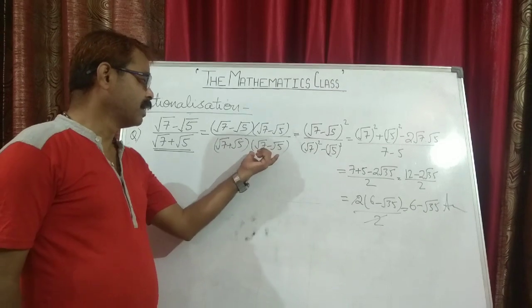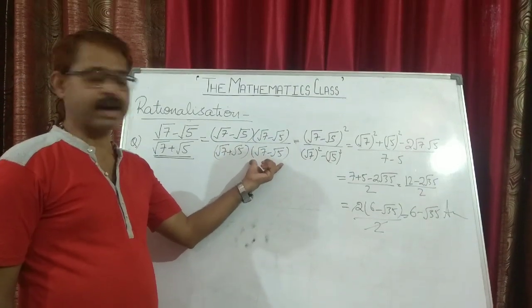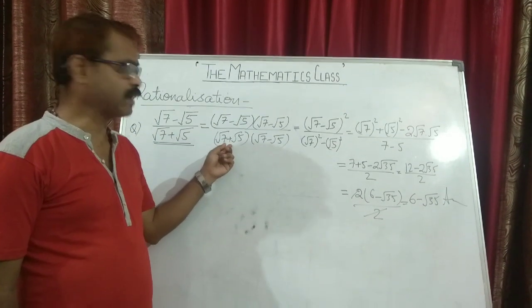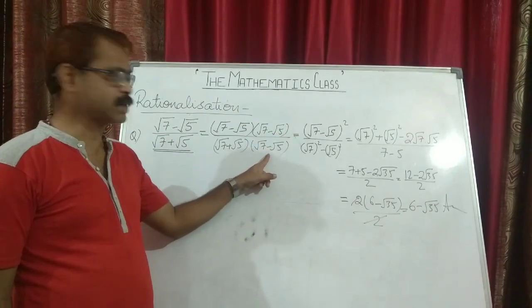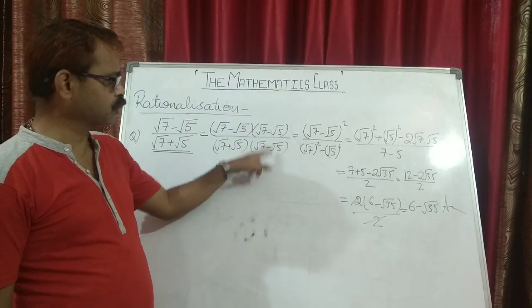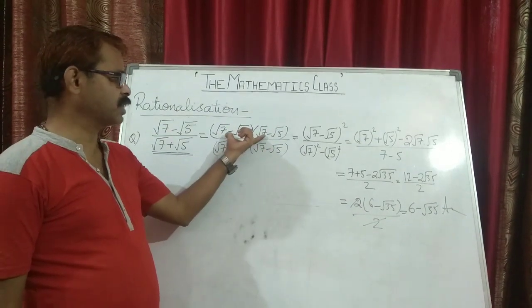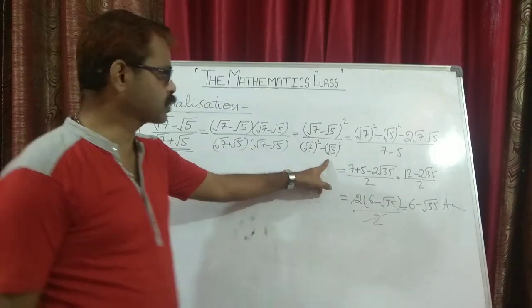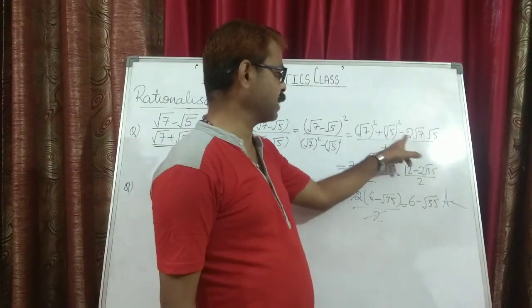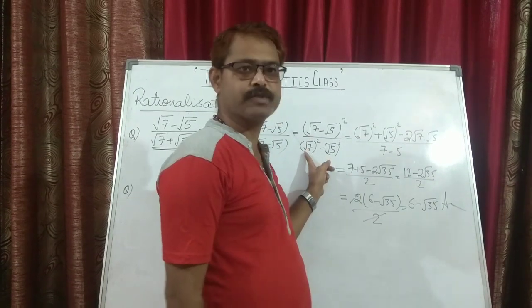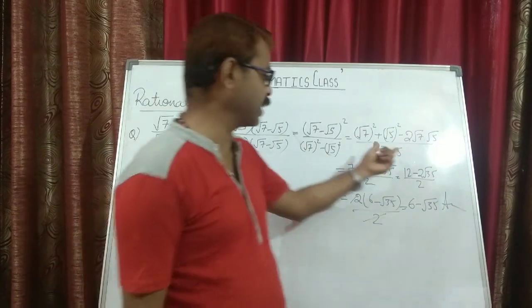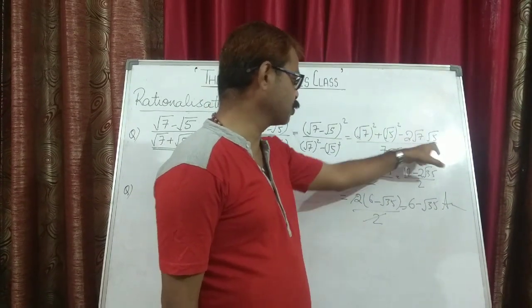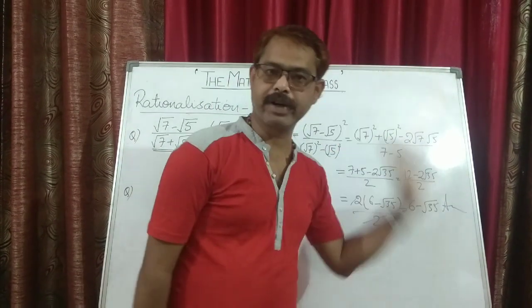What have I done? I have taken the rationalizing factor. Since this was positive, obviously the rationalizing factor will be the negative of the same expression, which is multiplied to both numerator and denominator. Because these are two same numbers, so square, and this is according to the formula a square minus b square. So a square plus b square minus 2ab, and the square of root 7 is 7, the square of root 5 is 5, 7 minus 5 is 2, 7 plus 5 and 2 root 35, and we simply solve it out.